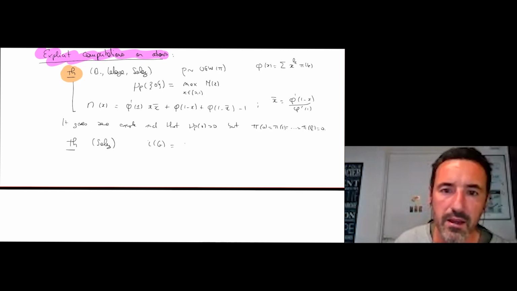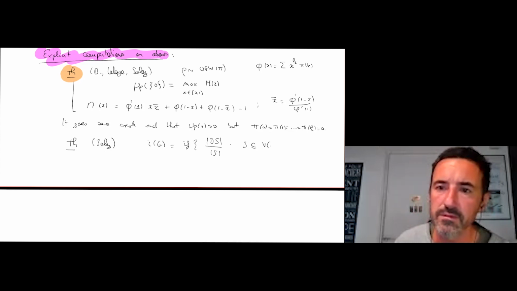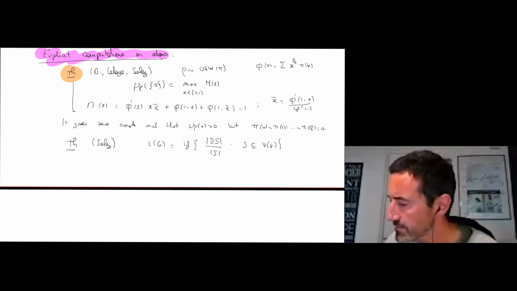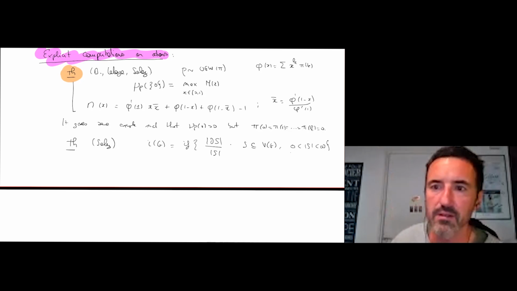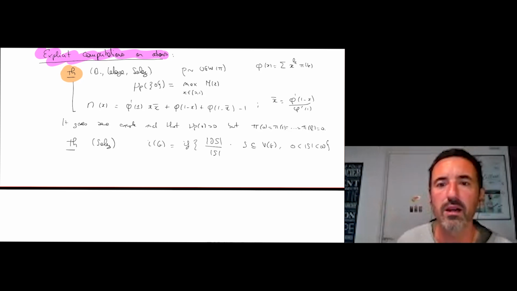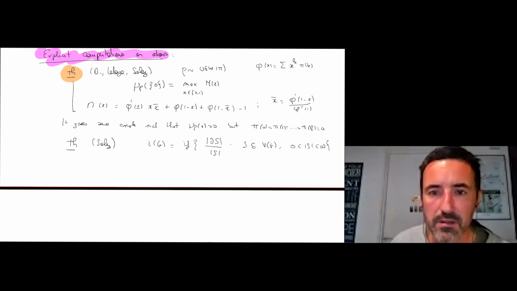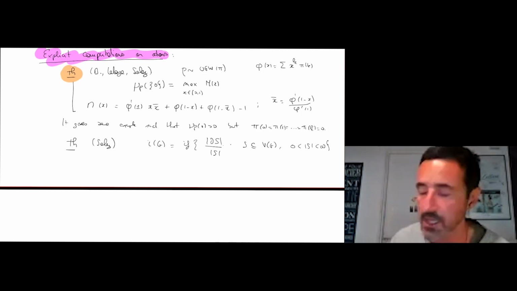You define I of G, for a graph G, to be its isoperimetric constant, which is the infimum over all subsets S of the graph which are of finite cardinal and non-trivial, and you look at the one which has the smallest possible boundary. So delta of S is the set of vertices which are adjacent to S but not in S.